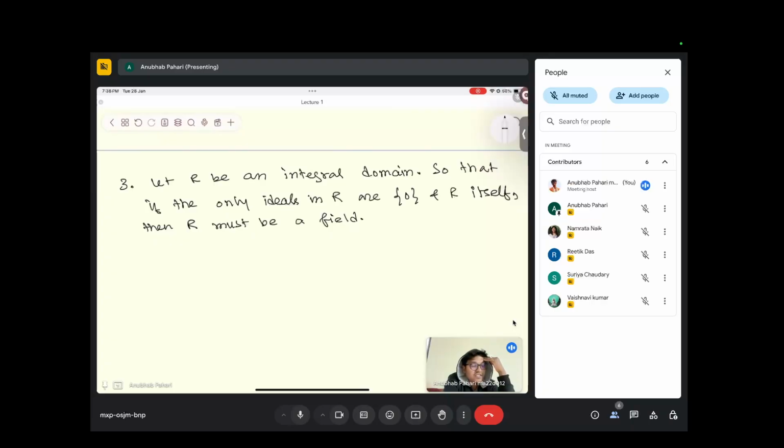So one thing is that we know that a field has only two ideals, but what about the converse? If you are given an integral domain, then what about the converse? If you take 5 minutes, then we can discuss.